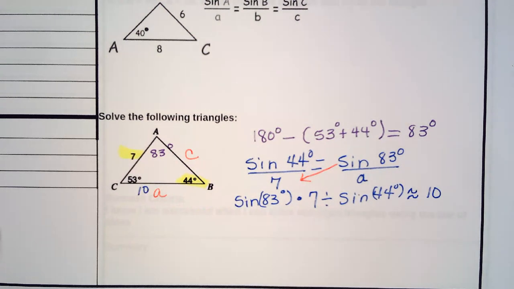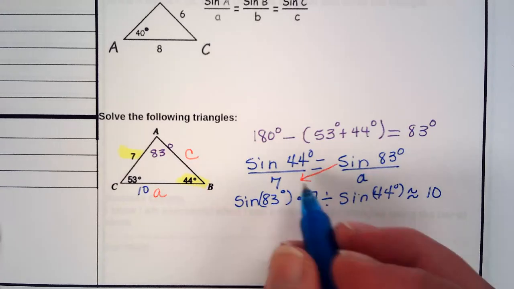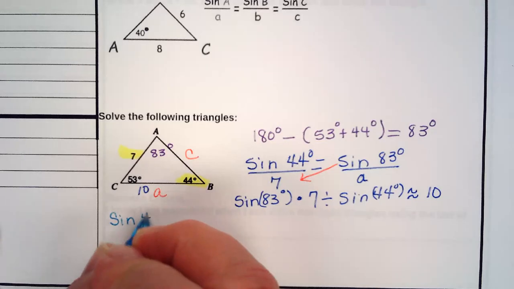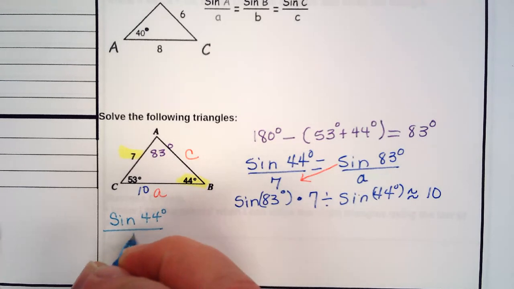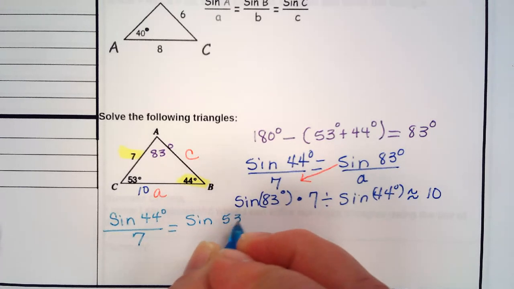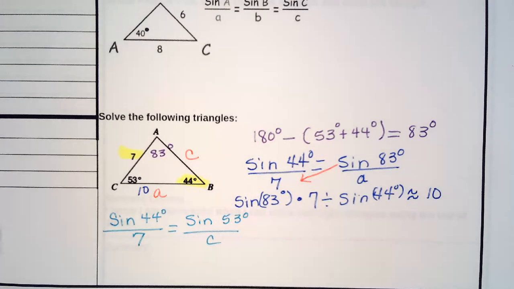And now, for the last one, for C, you still start off with the same fraction. The sine of 44 degrees over 7 is equal to the sine of 53 degrees over C. Okay, looking at these, which is going to be bigger, B or C? Angle C is greater than angle B, so side C will be longer than side B.